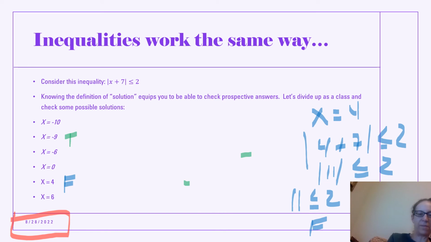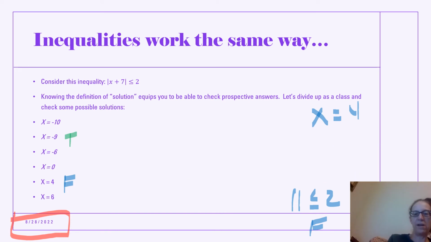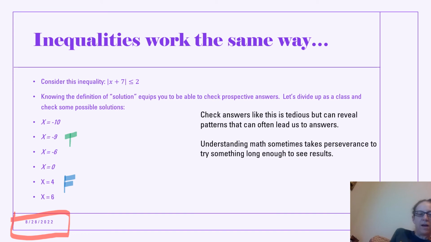Turns out that I have some animation on this slide that I did not know I had. So it says checking answers like this is tedious, but can reveal patterns that can often lead us to answers. So even though this is a little bit boring and you might feel like you're not getting anywhere with it, it's valuable in that sometimes you can stumble across some patterns and that can help you figure stuff out.